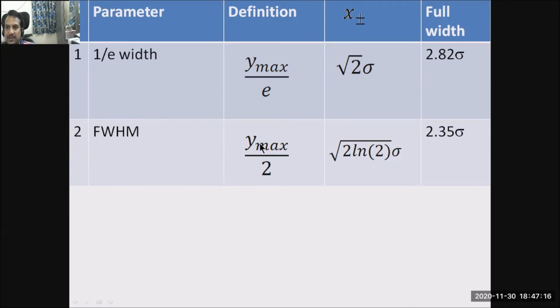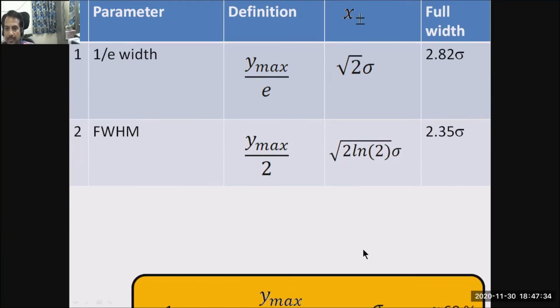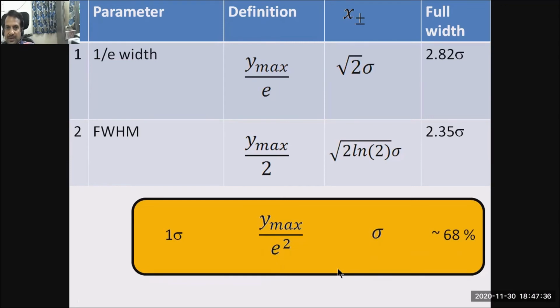Full width at half maxima, the definition is at what value of x the value of the function becomes y maximum by 2. And this happens to be at x value root 2 ln 2 times sigma. And the full width half maxima will be 2.35 times the sigma. Also, we have seen the 1 sigma area. So at 1 sigma to the right and left, the value of the function becomes y max by root e, and it covers an area of about 68%.